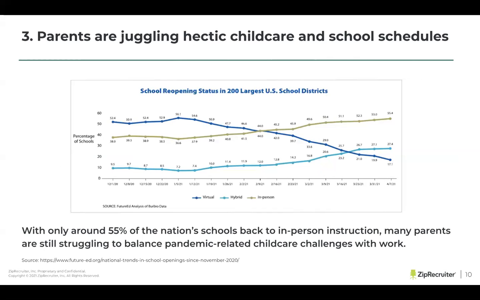At this time, another outside factor is that parents are juggling hectic childcare and schools. Right now, only about 55% of the nation's schools are back to in-person instruction, whether full-time or part-time. This is playing a huge role for parents who are either going back to the office or working remotely. They're having to juggle childcare on top of their job. Currently, if they're collecting unemployment, they get the best of both worlds, where they can be with their family and not have to worry about childcare costs.